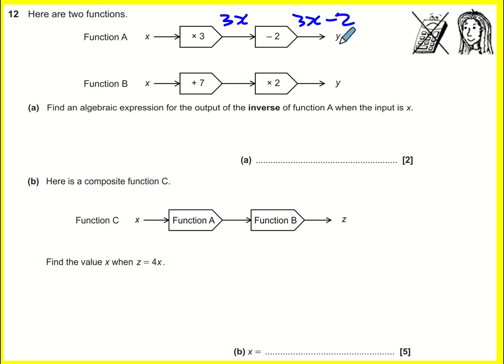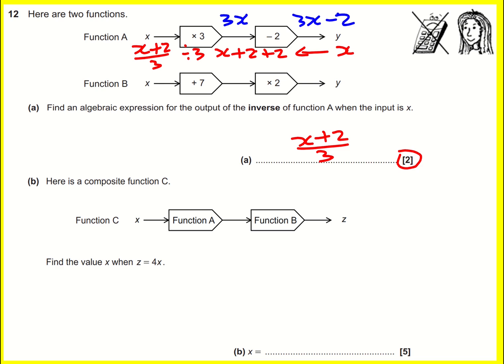Now, if I'm doing the inverse, then actually I start with x here, and I go the other way. So instead of minusing 2, I'm going to add 2 because it's the opposite. It was what I would do to get back to the input, essentially. So I'm going to have x plus 2 here. And then instead of timesing by 3, I'm going to divide by 3. So I'm going to be left with x plus 2 divided by 3. And that's actually my answer here. The output of my inverse is going to be x plus 2 over 3.